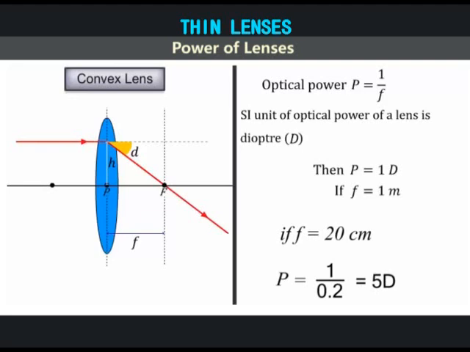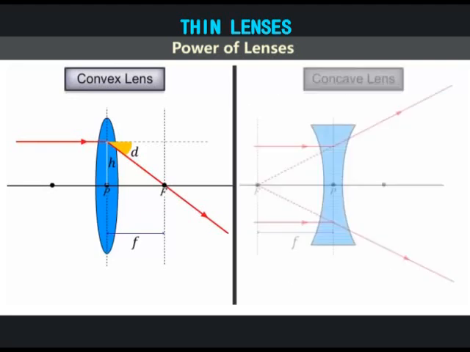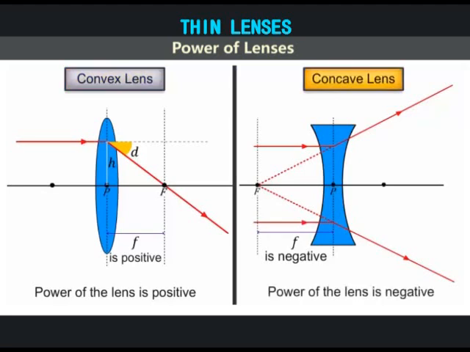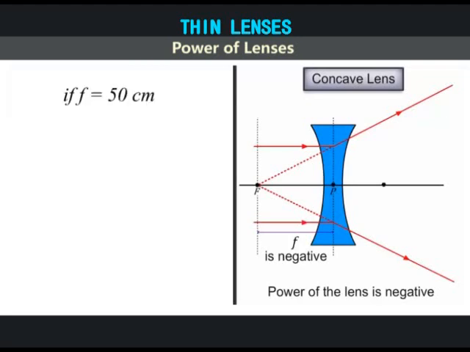Power of lens can be positive or negative. As per the sign convention, focal length of a convex lens is positive and that of a concave lens is negative. And therefore, power of lens is positive for a converging lens and negative for a diverging lens. The focal length and hence the power of a lens depends on the medium in which the lens is placed due to differences in the refractive indices of different media. And so for a diverging lens of focal length 50 centimeters, power is equal to 1 over negative 0.5, which is negative 2 diopter.